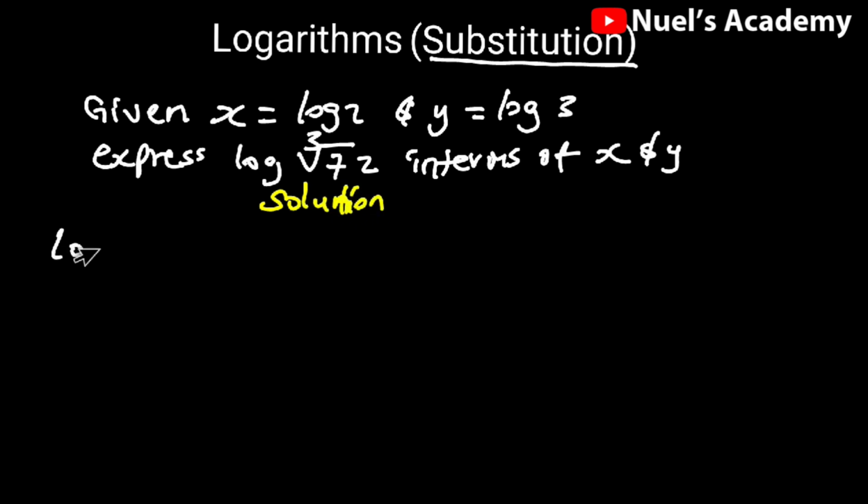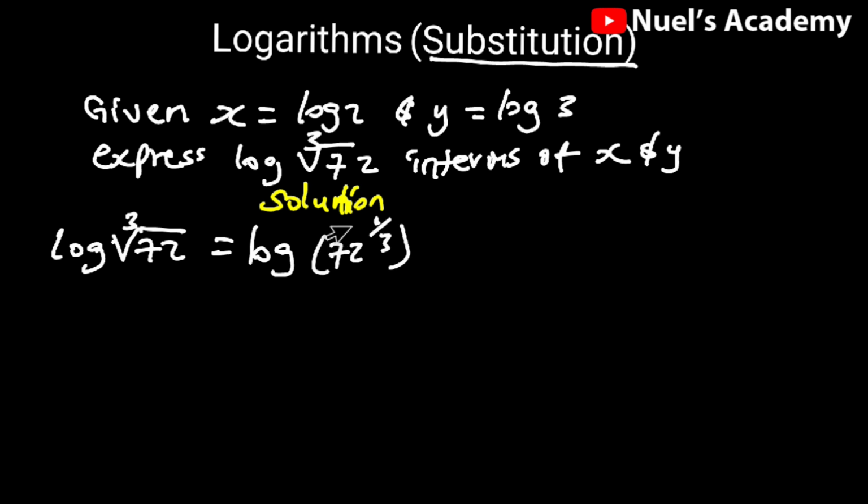So we are given log cube root of 72. This log cube root of 72 can also be written as log 72 raised to power 1 over 3, because 1 over 3 is the same as cube root. So we can now bring this in front of the log to get 1 over 3 log 72. So how can we express 72 in terms of 2 and 3?